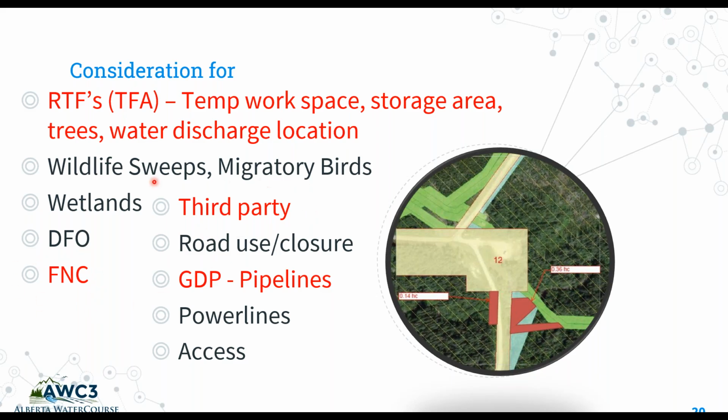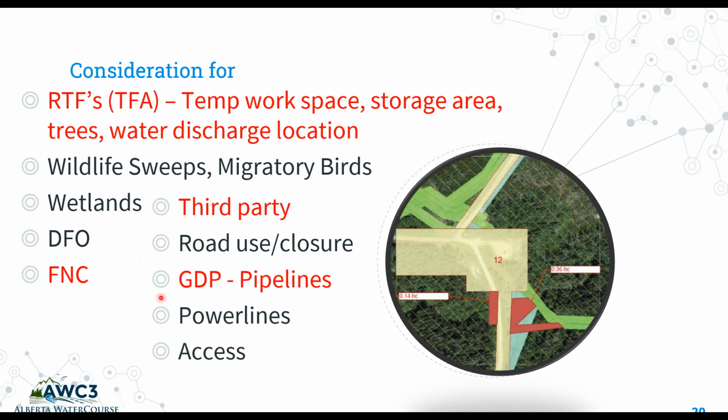You want to think about your third parties in the area. So you may have a power line or a pipeline or road use. If you're going to close the road, you'll want to think about road closure signs and road closure notifications. Is there a program going on that requires access to your site?